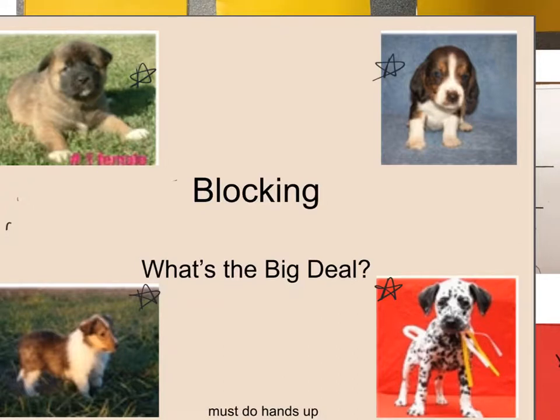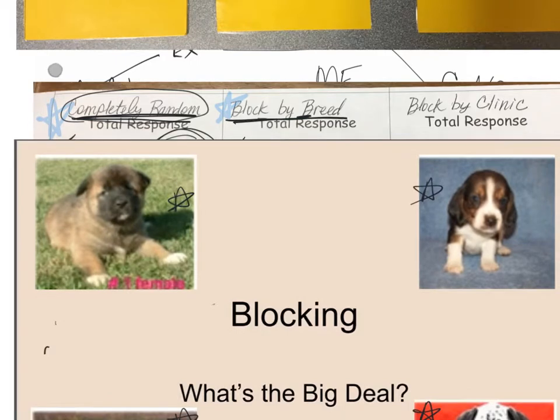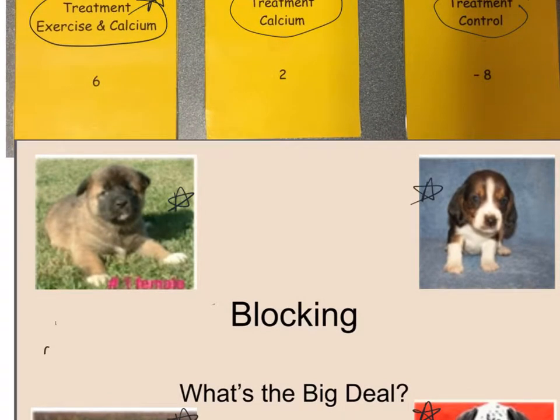Now, after you do that, basically you're going to take all the dogs. You first control, and you control by blocking. So control, then randomize, and then repeat. So you control by blocking. I'm going to block by breed because breed may affect bone density loss, and I'm going to do the Akitas, the Beagles, the Collies, and the Dalmatians.